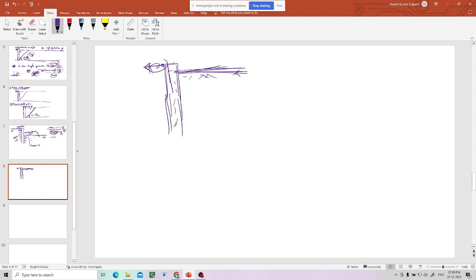See, now the wall is not moving. Let us say there is some X pressure coming. You can see the slide, right?